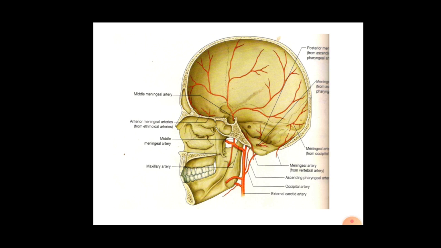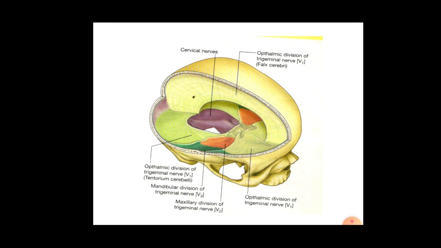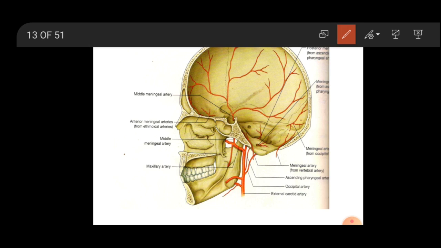So this anterior cranial fossa is supplied by the branches of the middle meningeal arteries and the posterior ethmoidal arteries. So the anterior cranial fossa is supplied by the branches of the middle meningeal artery and the posterior ethmoidal arteries. And the middle cranial fossa is supplied by the middle meningeal artery.